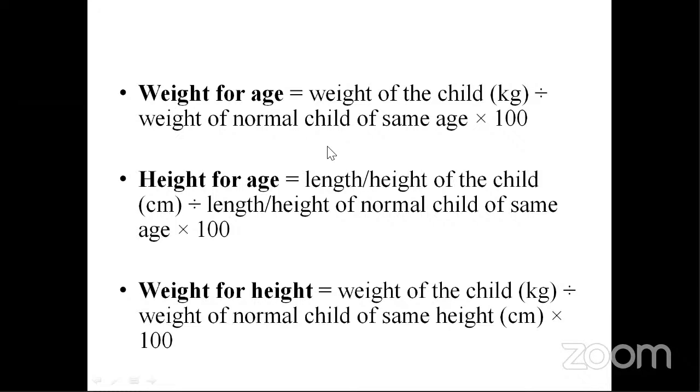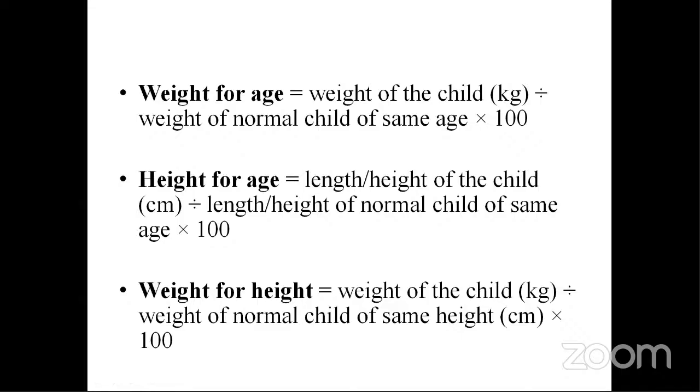Weight for age is different. It is the weight of the child divided by the weight of the normal child of the same age, into 100. So you will get the weight for age. Height for age is the length or height of the child in centimeters divided by the length or height of a normal child of the same age, into 100. That will give you the height for age. Weight for height is the weight of the child divided by the weight of a normal child of the same height, into 100, which will give you the weight for height.